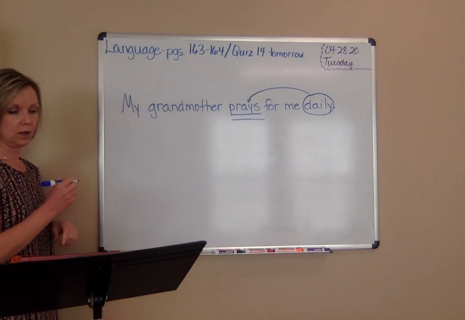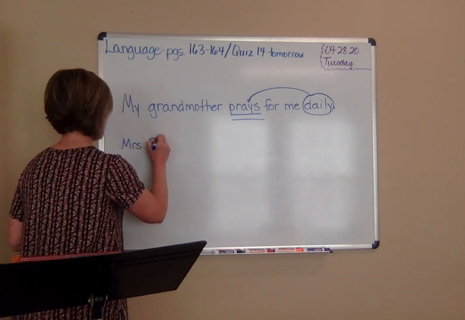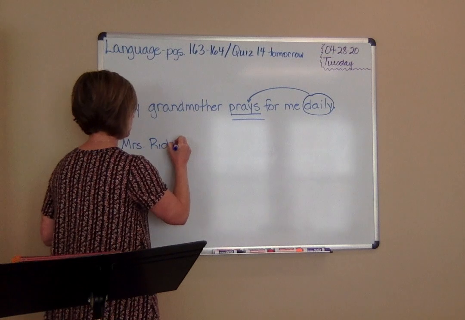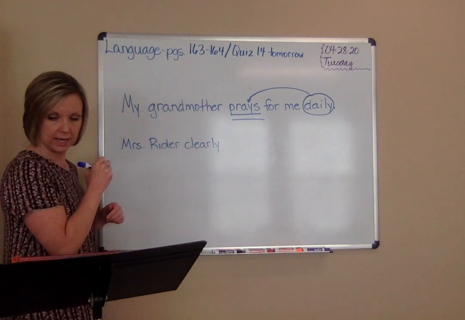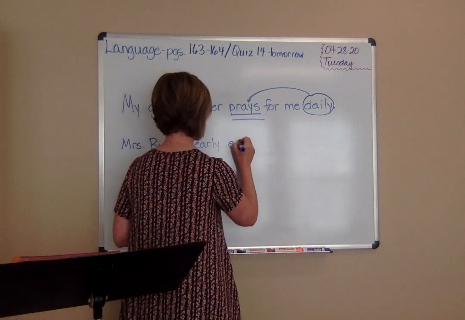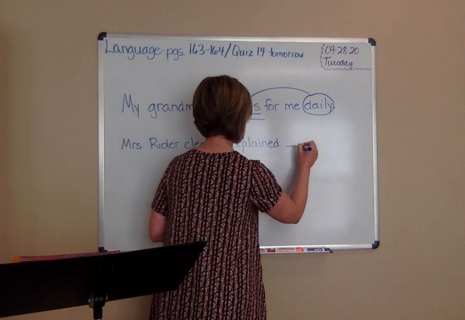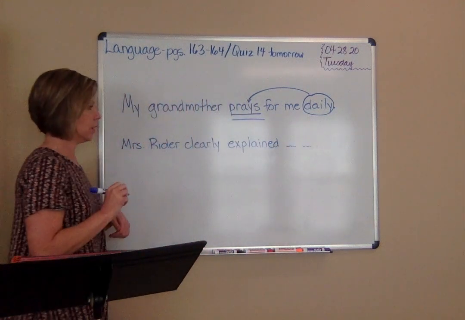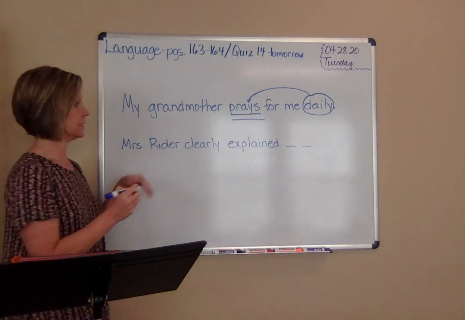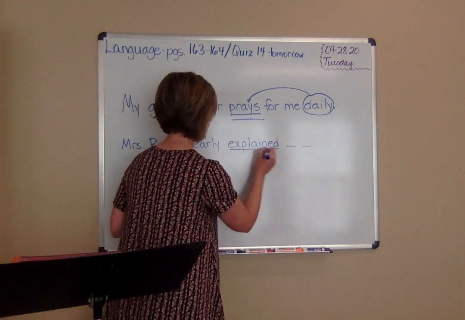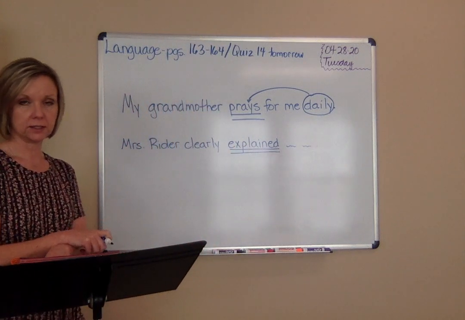Number two, Mrs. Ryder clearly explained the assignment. Okay. What is my verb? Explained. Correct. Underline that twice. Now, look at the end of the sentence.